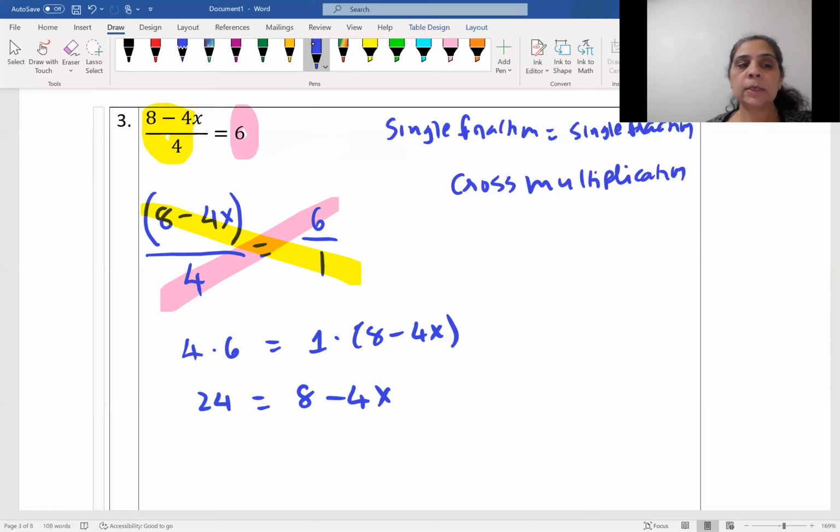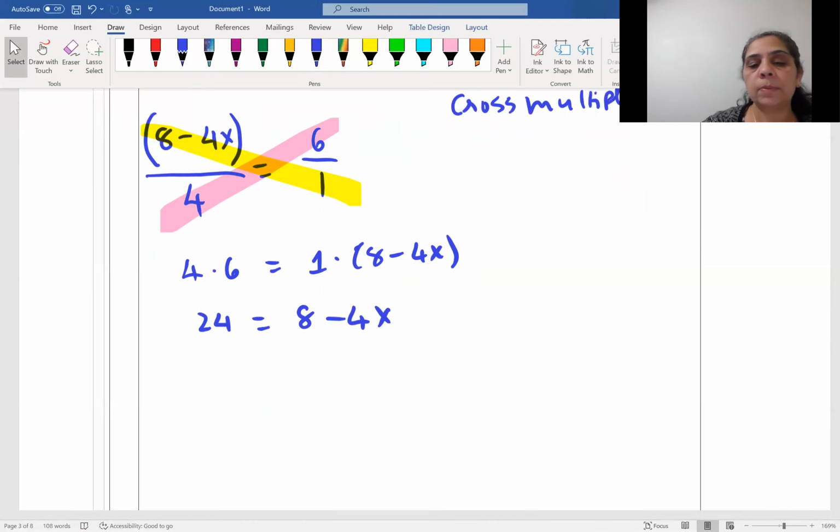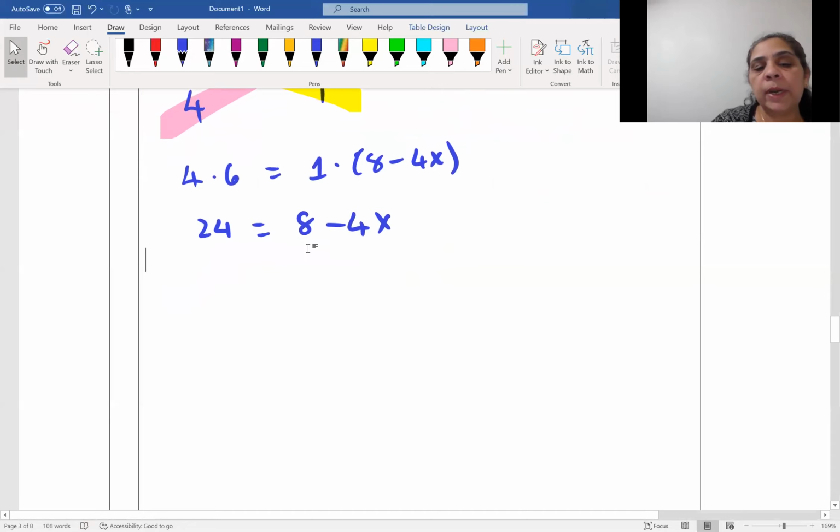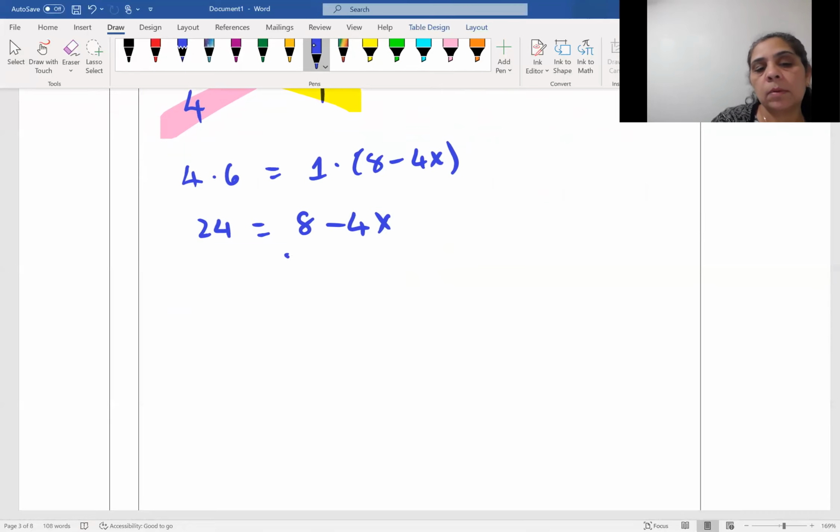Now we can just solve for the variable. So I subtract 8. 24 minus 8 is 16 equal negative 4x. And now we can divide by negative 4.